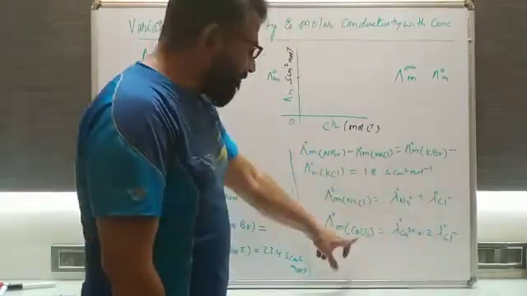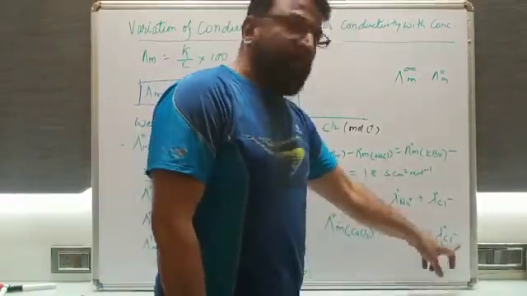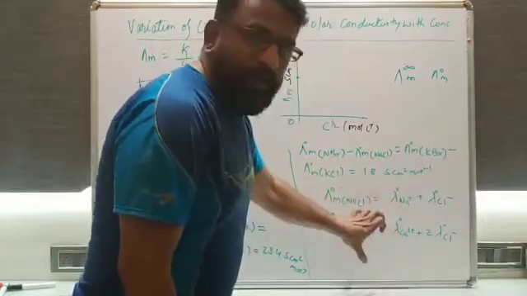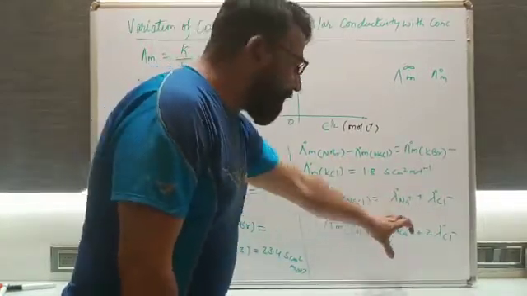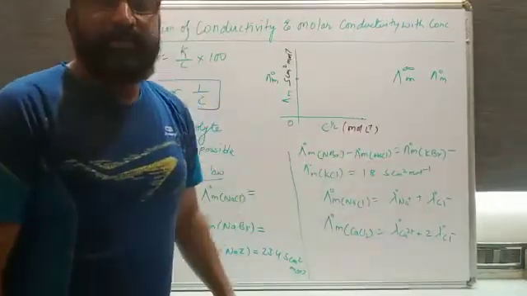Why is it so? Because after ionization, what happened? 2 chloride ions are produced. So this will become 2 lambda not Cl minus. Understood this thing? So this will be the individual limiting molar conductivity, and after finding it out, we can substitute these values. We can see that the difference is coming the same.